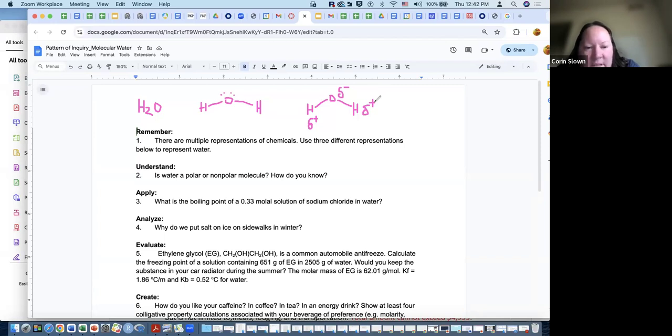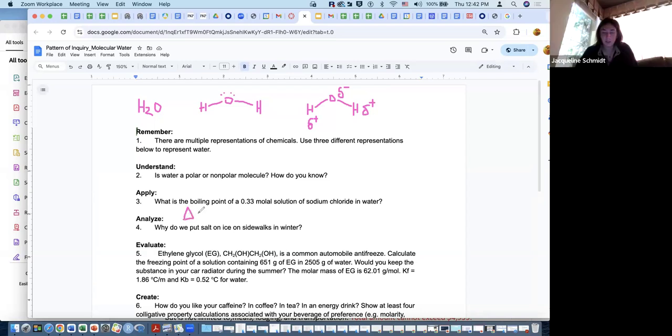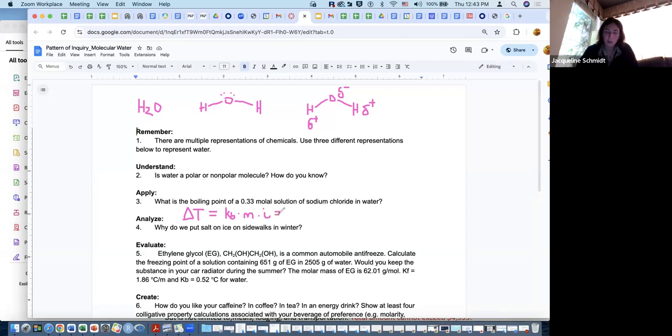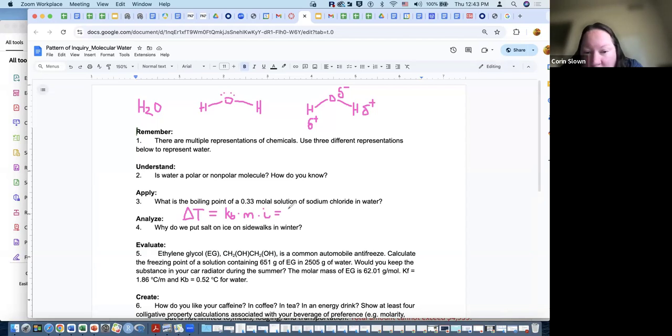how about number 3? What's the boiling point of a 0.33 molal solution of sodium chloride in water? So this one will have to harken back to the example we did for boiling point. So we've got delta T, we've got our KB, we've got our M, and we've got our I. Is it like close to 100.3366? Mm-hmm. Yep.